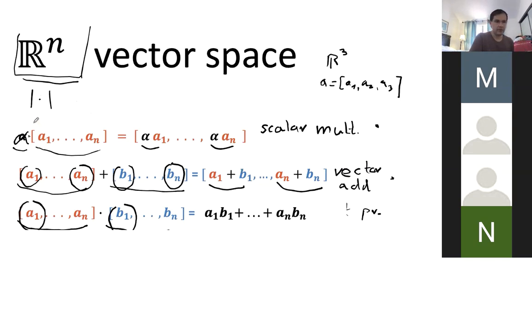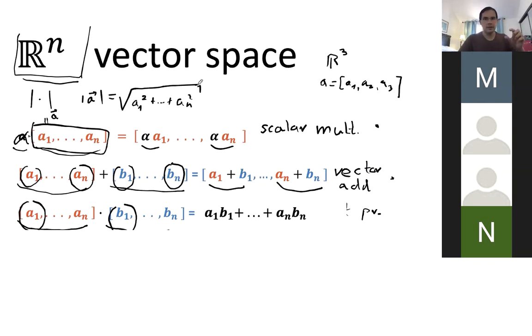And so this is my vector A, A1 through AN. If I call this vector A, then the absolute value of A, or sometimes we say the length of A, is just Pythagoras theorem: A1 squared plus dot dot dot plus AN squared, under a square root. And the interpretation of this number is that this is the length of this vector A.